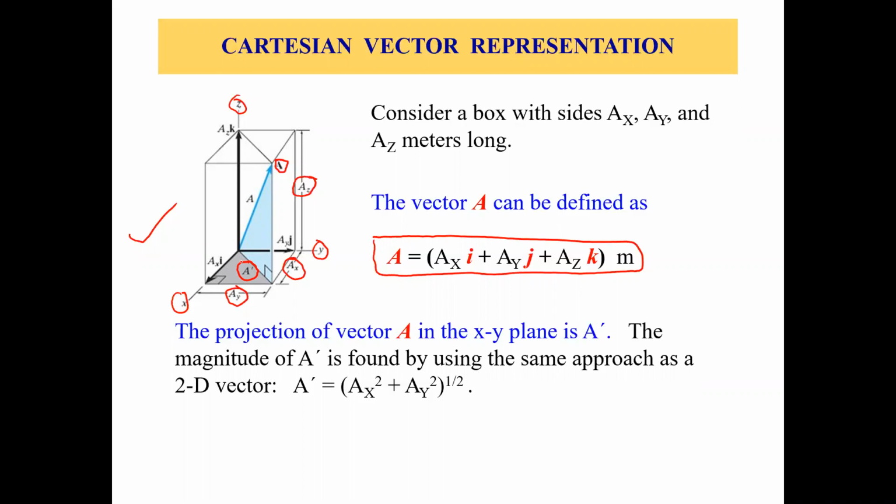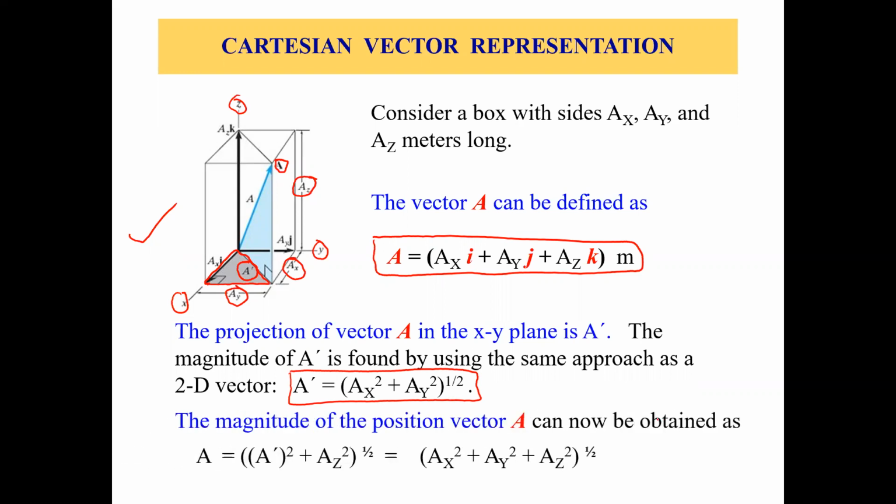Now, if you want to find out the magnitude of A dash, if you look at this gray triangle, this triangle, so A dash equals the square root of AX squared plus AY squared, right? That's how you find this A dash. So A dash equals the square root of AX squared plus AY squared. Same approach as a 2D vector, right? So that's how you find A dash.